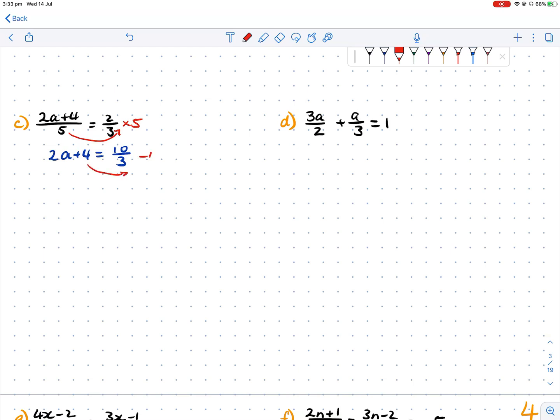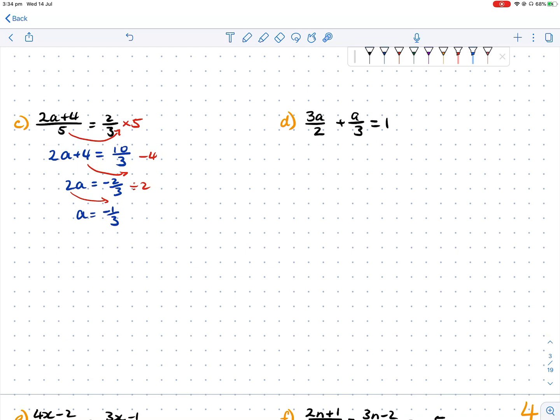So we're going to take off the 4. 2a equals negative 2 over 3, and then when we divide by 2, that'll give us a equals to negative 1/3. For this particular question, because there's only one variable, it's quite easy just to move all those numbers towards the right.